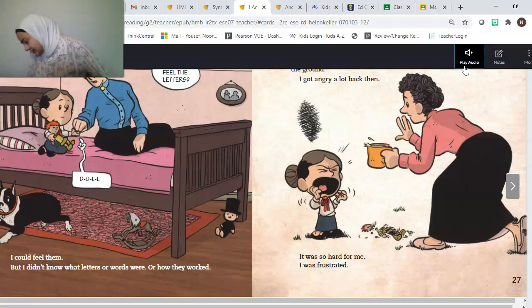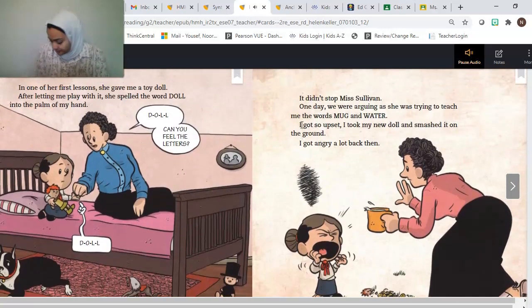What was she trying to teach her? She was trying to teach her that the toy she had was called a doll. She was doing that by writing in the palm of her hand, doll. Right? Looking at the speech bubbles helps us understand who is talking or who is doing what. Look at that finger in the speech bubble. D-O-L-L. It's showing us who's doing what. All right, let's keep reading.